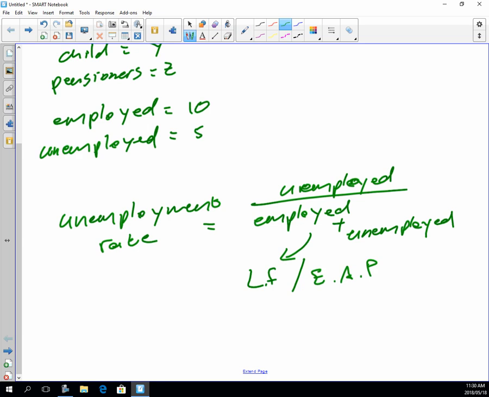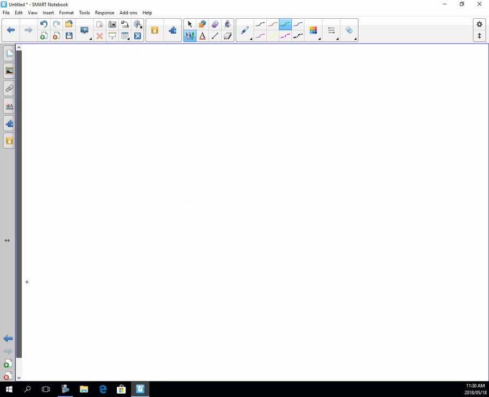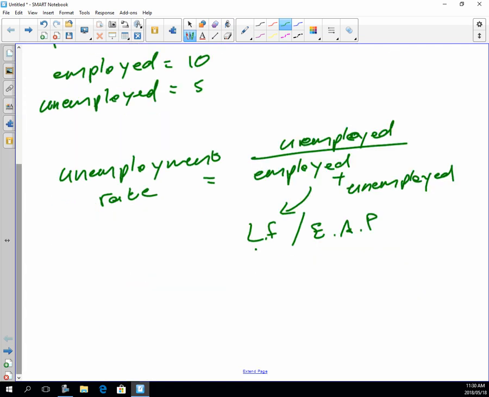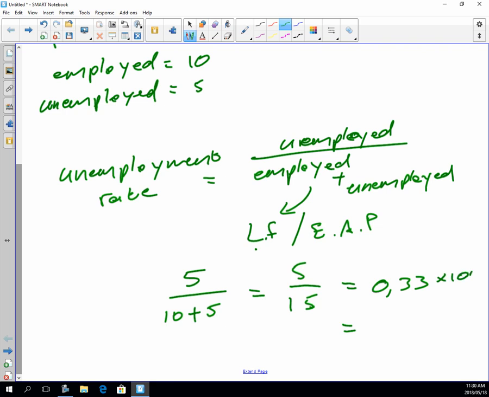All right, so based on our example, if we needed to calculate the unemployment rate, we take the number of unemployed, which is 5, and we need to divide it by the employed, which is 10, plus the unemployed, which is 5. So it is 5 million divided by 15 million, and you should get an answer of 0.33. And remember, just to convert it into a percentage, you need to times it by 100. So in this case, you would get an answer of 33.3% of this population is unemployed.